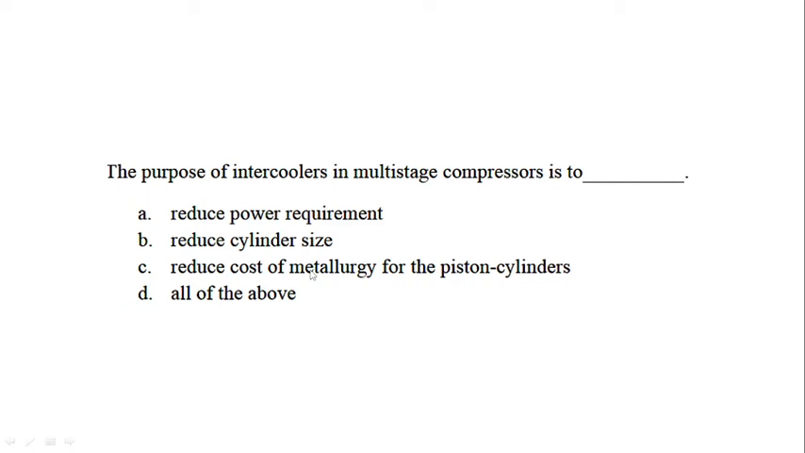The next question: consider the following two statements. Statement 1: a bracket or leg support is for horizontal vessels. Statement 2: skirt support is for vertical vessels. Choose the correct statement from the following. Both statements 1 and 2 are true. Both statements 1 and 2 are false. Statement 1 is false but 2 is true. Statement 1 is true and 2 is false.